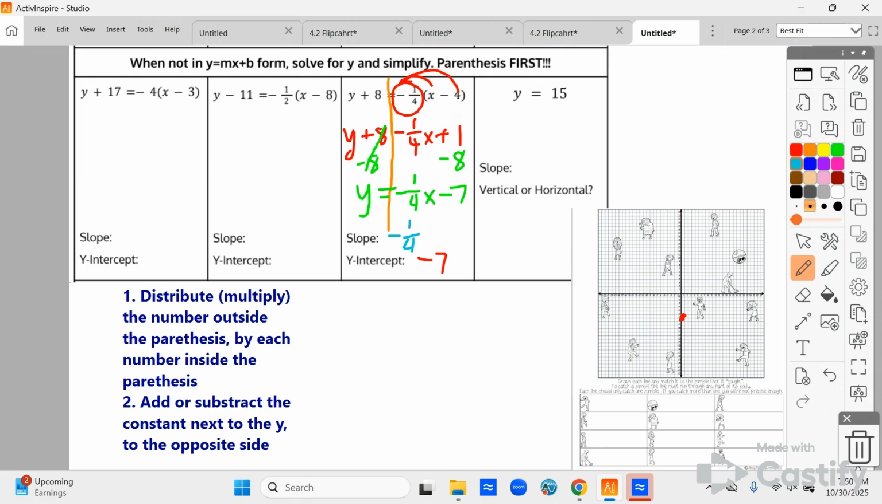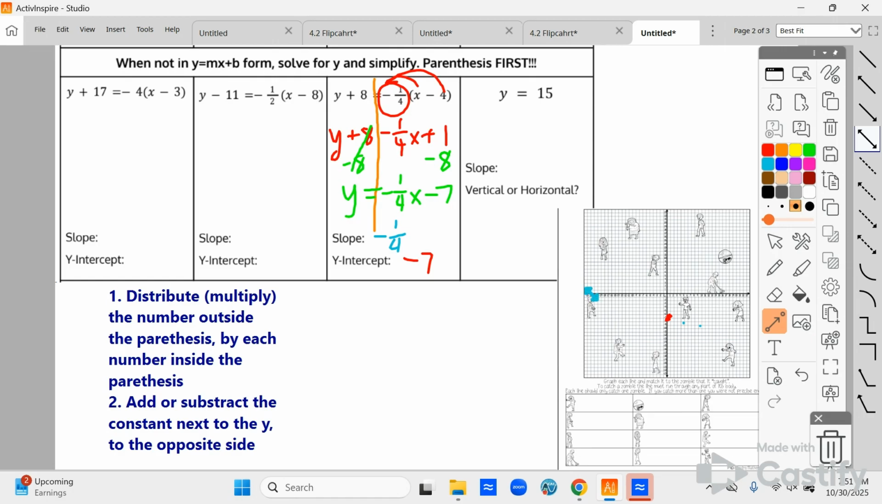Oh, same as the last one. That's just a coincidence. Okay, down 1, right 4, down 1, right 4, down 1, right 4. Again, I'm estimating here. Obviously, it's not very straight. And I'm going to draw an approximate line here.